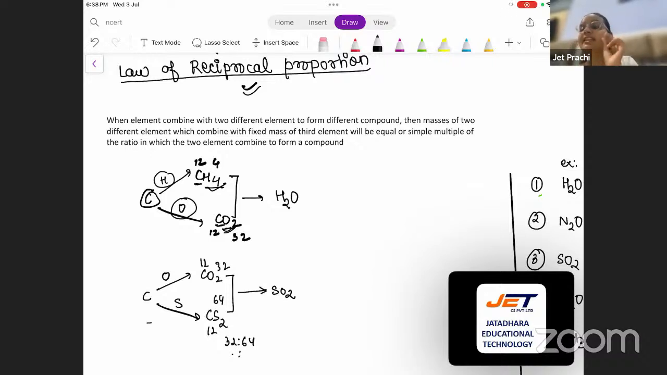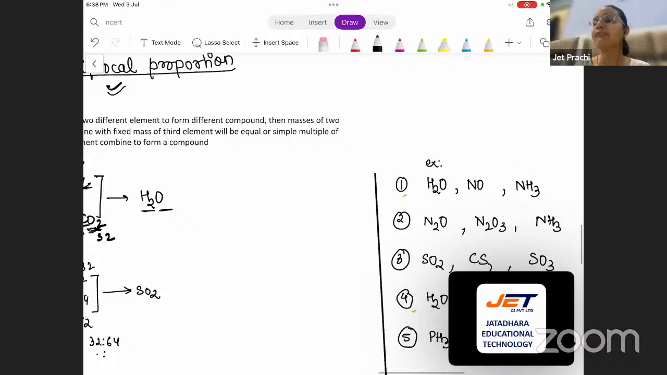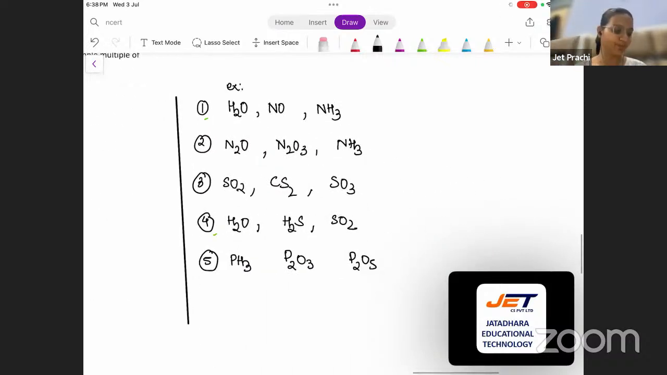Now here, this law says that whatever is the mass ratio of these two elements, the mass ratio of the elements in the compound that is formed by these two elements will also be the same, or it will be a simple multiple of that. And based on that, I gave you this problem.